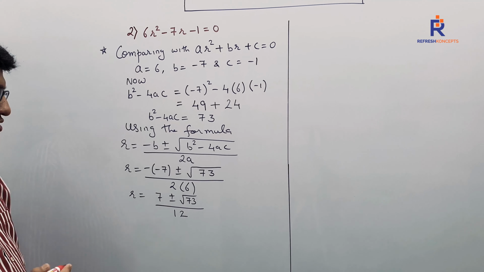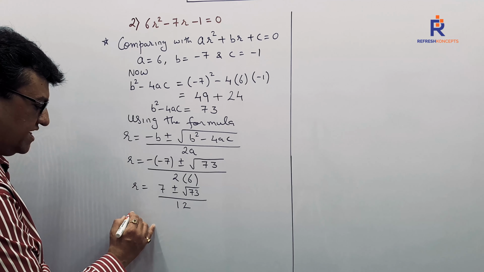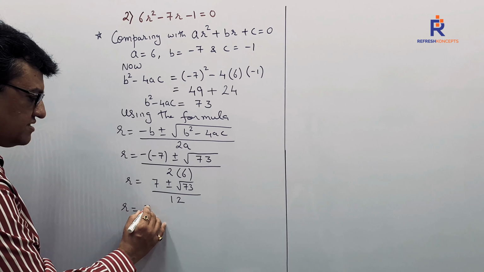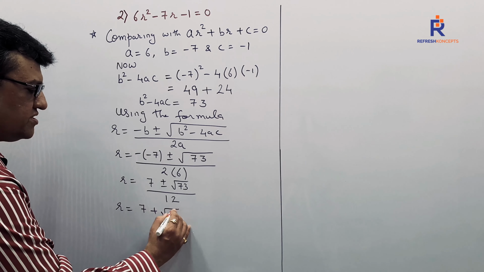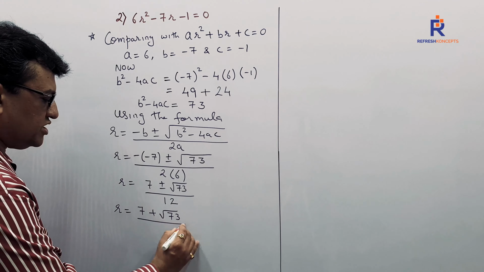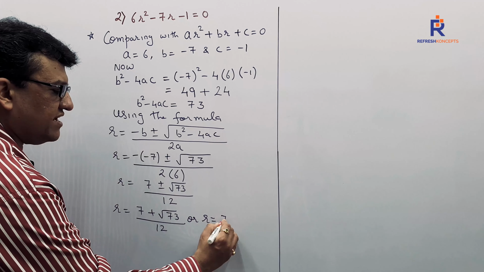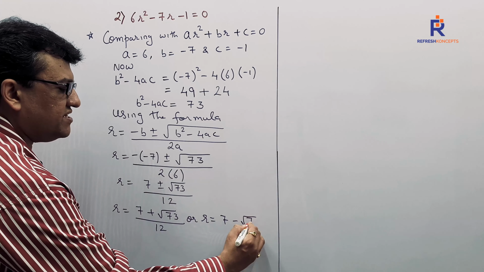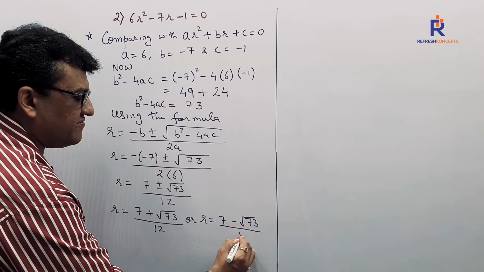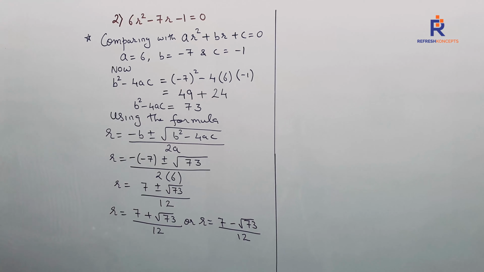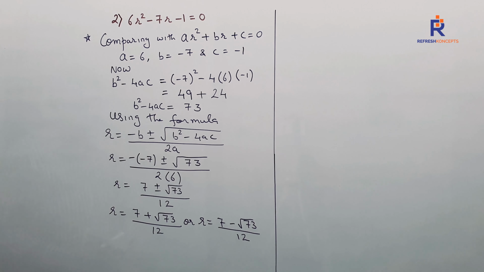So if we want, we can say r is equal to 7 plus root 73 by 12, or r is equal to 7 minus root 73 by 12.